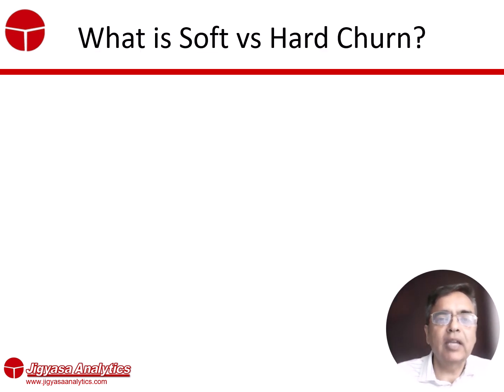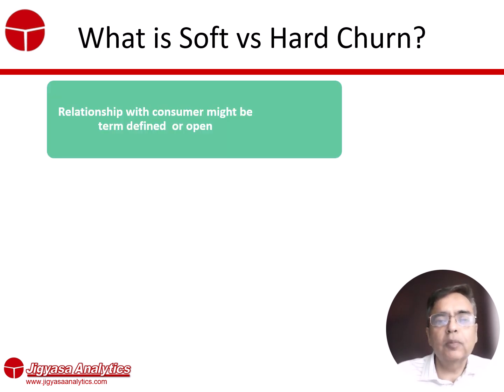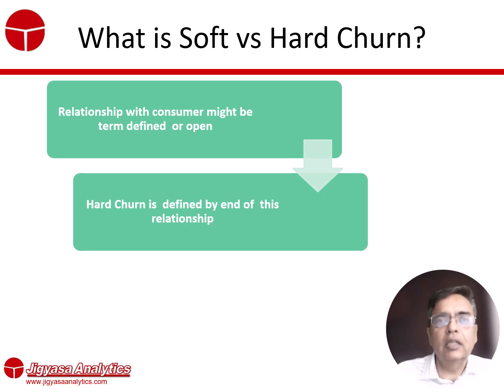We will now spend some time talking about churn definitions. And the first thing I want to talk about is soft versus hard churn. So, the relationship with the customer could be month to month or term defined. And hard churn is defined when the customer ends the relationship. So they might call customer service or send an email or through the customer portal, initiate a transaction to cancel the actual relationship. So that is hard churn.